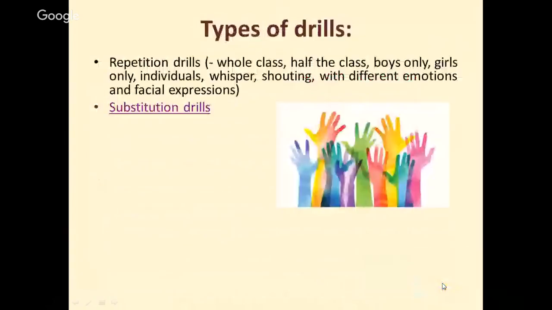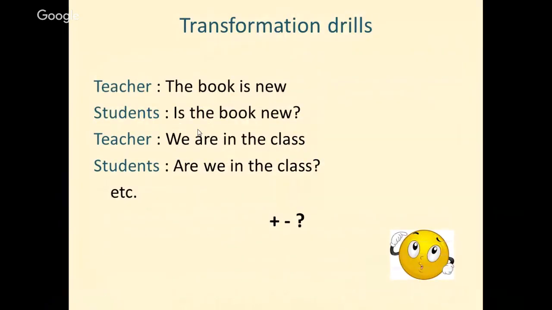So we return back to types of drills, and the next type is transformation drill. Transformation drill is good for all levels, not just lower. Here is a simple example of such a drill, when the teacher offers an affirmative sentence and students need to transform it into a question. So, the book is new. Is the book new? We are in the class. Are we in the class? In the same way, the students can make the sentence negative or positive or question, etc.